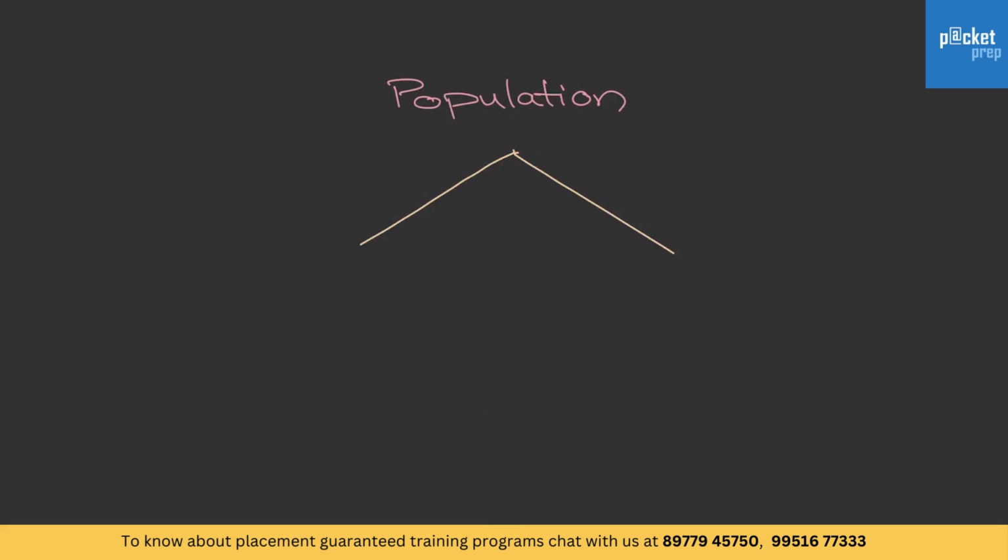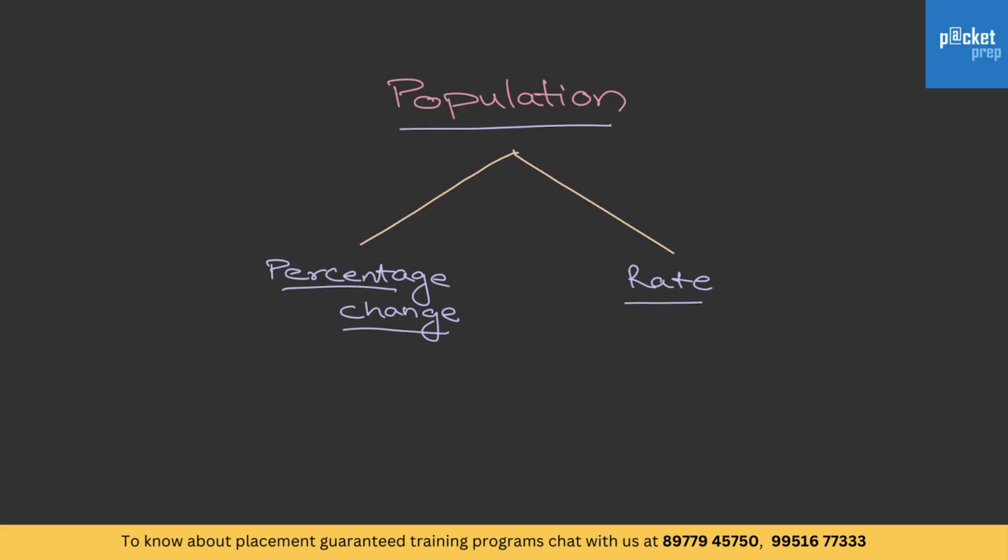The fifth type of problems related to percentage is population. In this, questions will be asked on percentage change and rate. So percentage change in population will be happening mainly due to migration from one place to another. It might be from the present place to some other place, or from some other place to here. And rate deals with changes in population with a constant rate or varying rate.